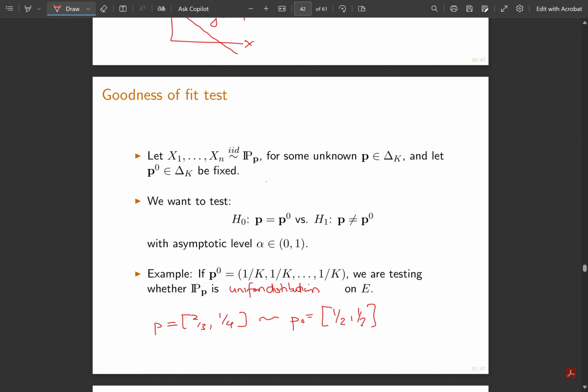Now, the example we have is P naught equal to a set of values, 1 by k, repeated k times. And we are testing whether P is equal to that. This example is closely related to the zodiac sign, where we are testing whether P is uniform on E. That's what we are testing.